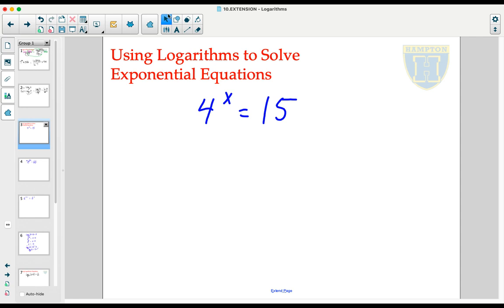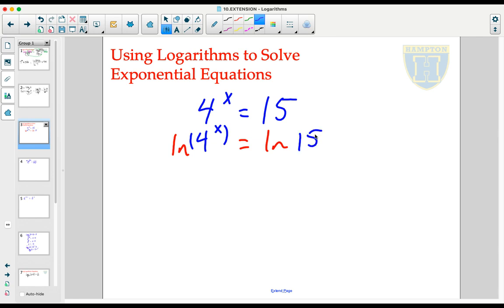as the inverse. So what we're going to do here is take the logarithm of both sides of this equation. So we're going to take the natural log of 4 to the x, and we're going to take the natural log of 15. We have a power rule for logarithms that says that the exponent of the argument of the logarithm can be brought to the front of the logarithmic expression. And this left-hand side can be rewritten as x natural log of 4. The right-hand side we didn't touch, natural log of 15.